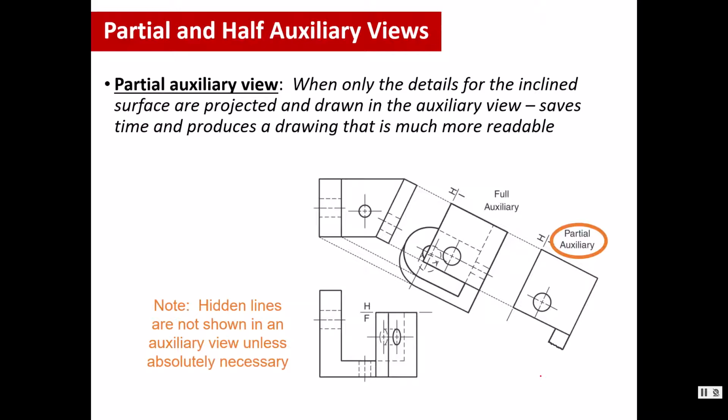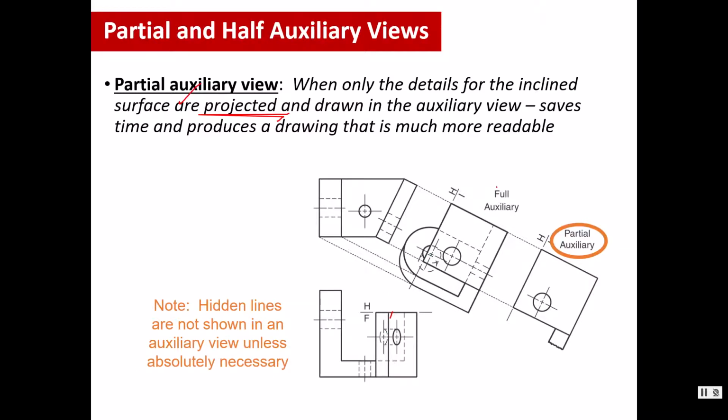So beside that, we also have the partial and half auxiliary view. Partial auxiliary view is when only the details for the inclined surface are projected and drawn in auxiliary view. So that means we do not necessarily want to have all the view from the plane that we want to have. Sometimes we just need part of it.